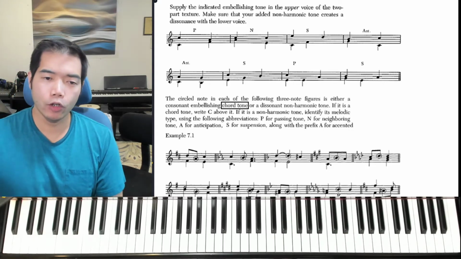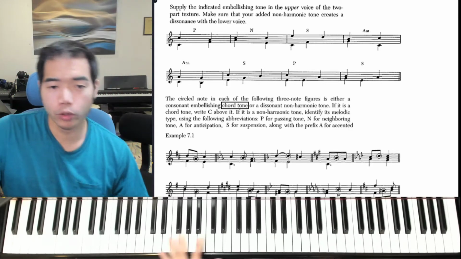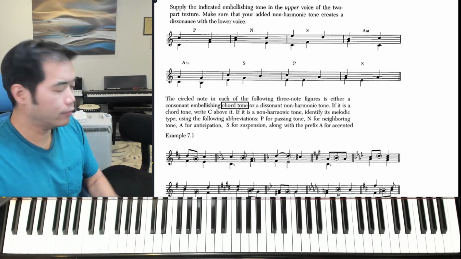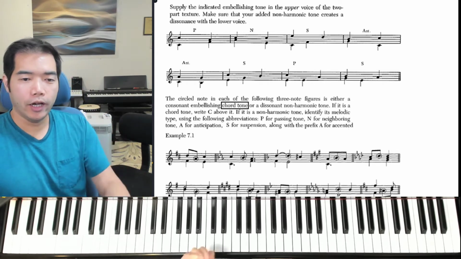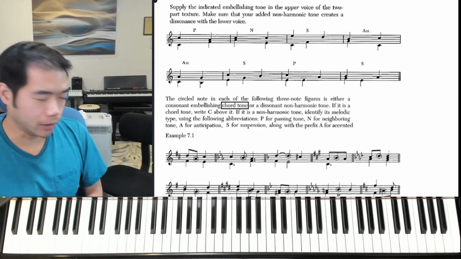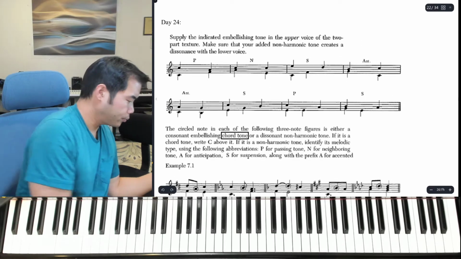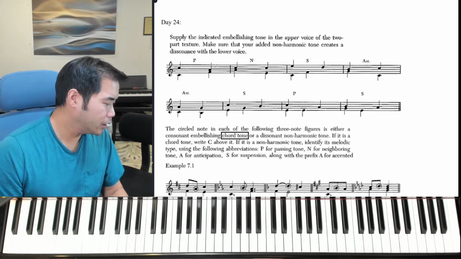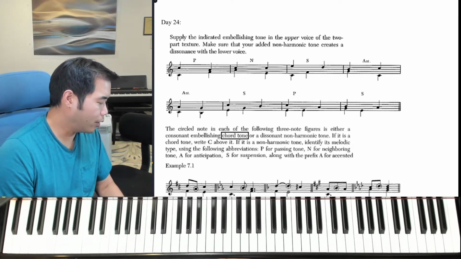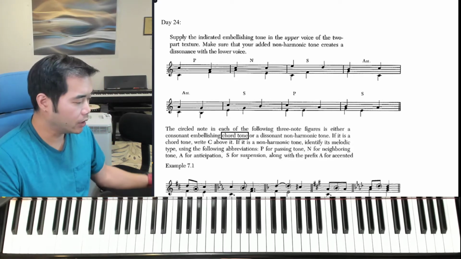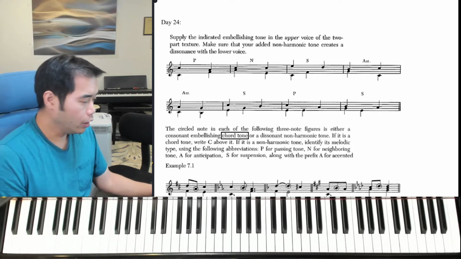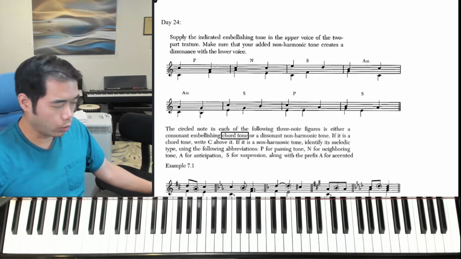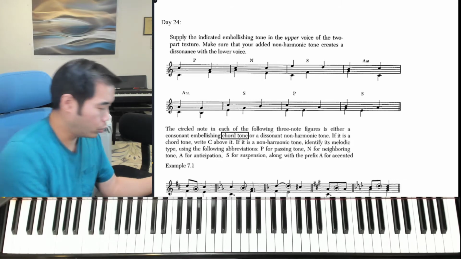Alright, in the last video we went over non-chord tones, introducing the different types. In this video we're going to do some assignments and work through this to get some extra practice on non-chord tones. So here it says, supply the indicated embellishing tone in the upper voice of the two-part texture. Make sure that your added non-harmonic tone or non-chord tone creates a dissonance with the lower voice. If it doesn't create a dissonance, it's not a non-chord tone.